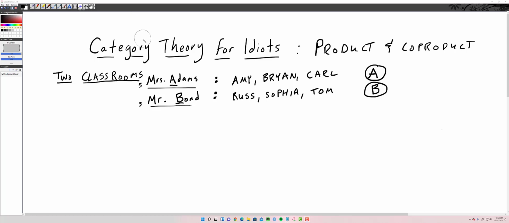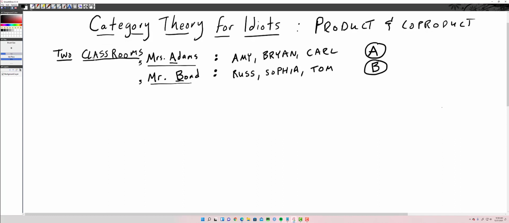Okay, this is category theory for idiots, and we're talking about products and co-products here. We start with an example. Two classrooms. You're the principal. The first class is Mrs. Adams. And Mrs. Adams' class has Amy, Brian, and Carl. We're going to call this class A. The second class is Mr. Bond's class. That is Russ, Sophia, and Tom. We're going to call that B.